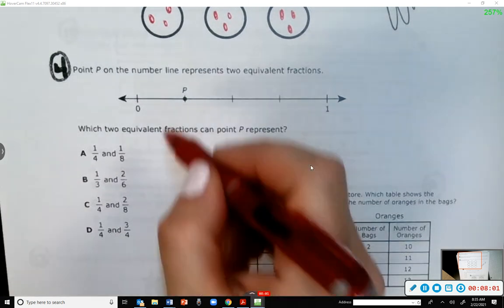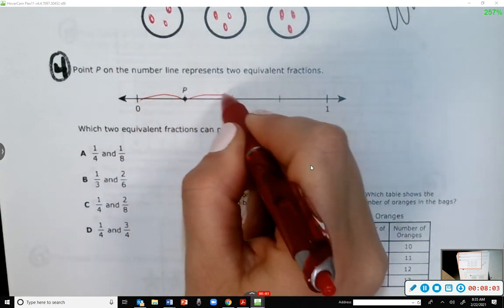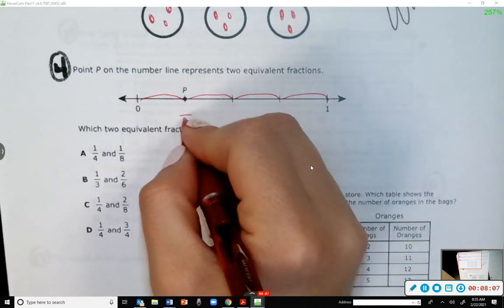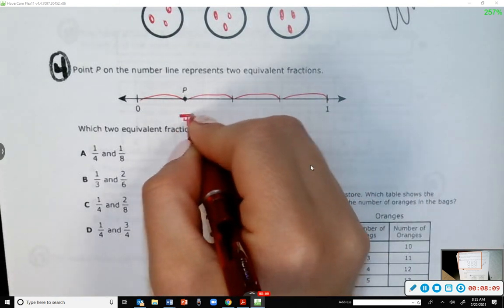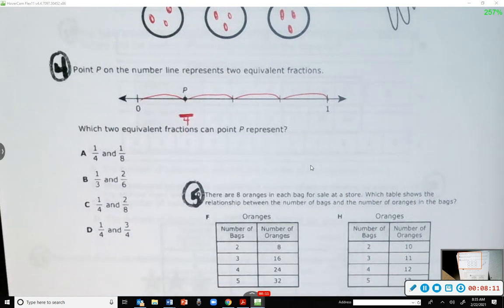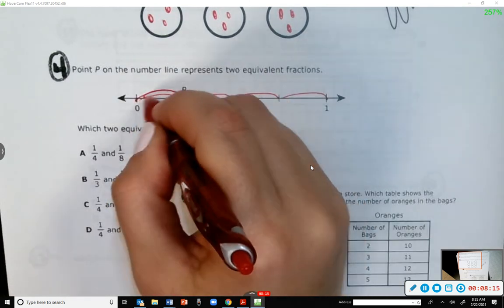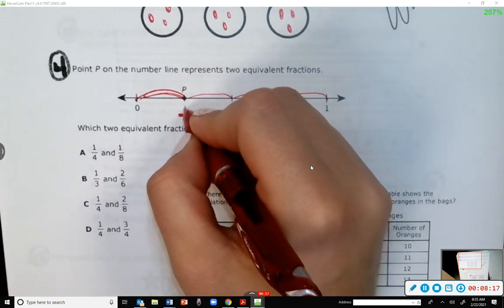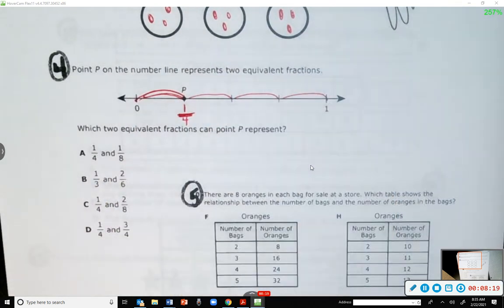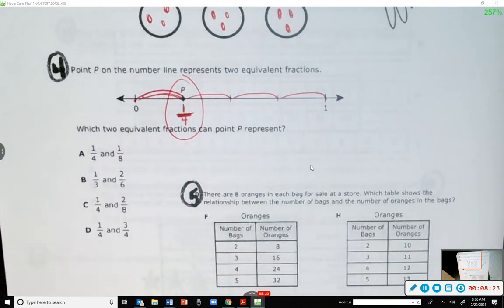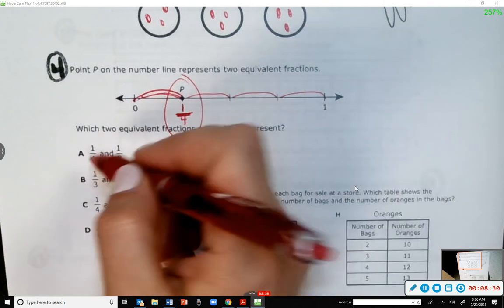Count the spaces. Good. So there's 1, 2, 3, 4 spaces. So that's my denominator. Okay, what next? And then just skip 1. So now my numerator is 1. Okay? So point P is at 1/4. So if I look at my answer choices, are there any I can go ahead and eliminate? Yes. B, because it doesn't even have 1/4.